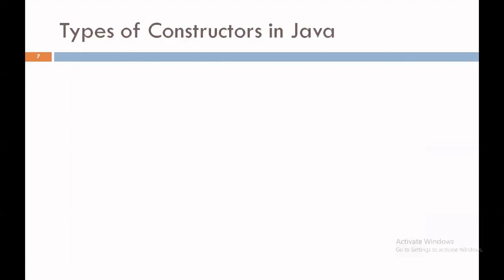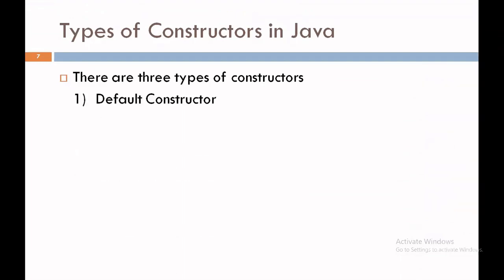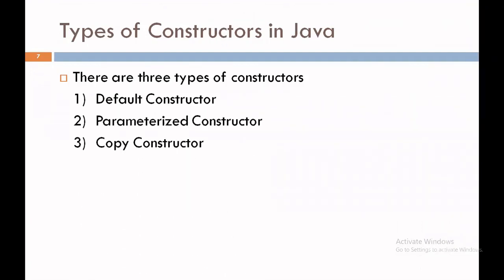Now we discuss the types of constructors which are available in Java. There are a total of 3 types of constructors available in Java. The first one is a default constructor. The second one is a parameterized constructor. And the third one is a copy constructor. We will discuss all of these in detail with simple examples.